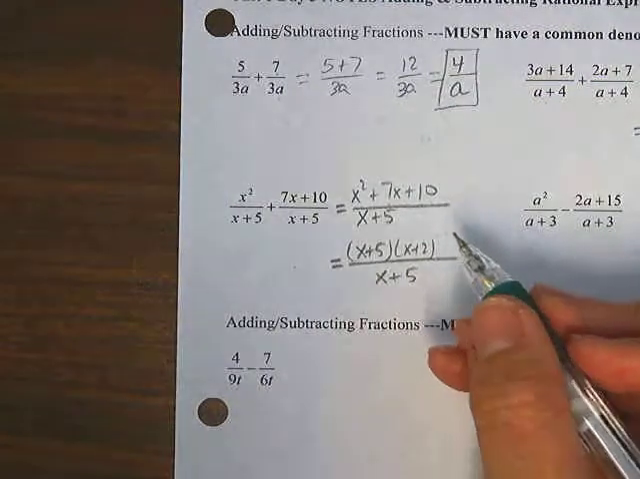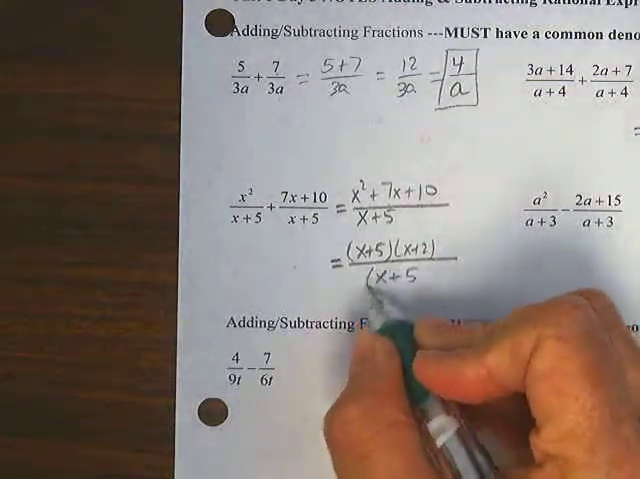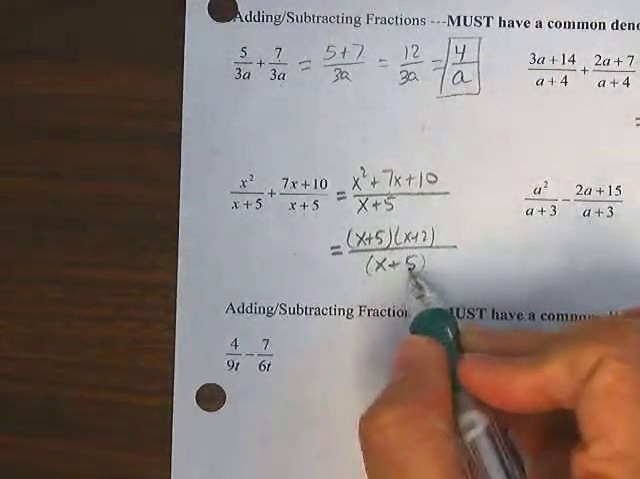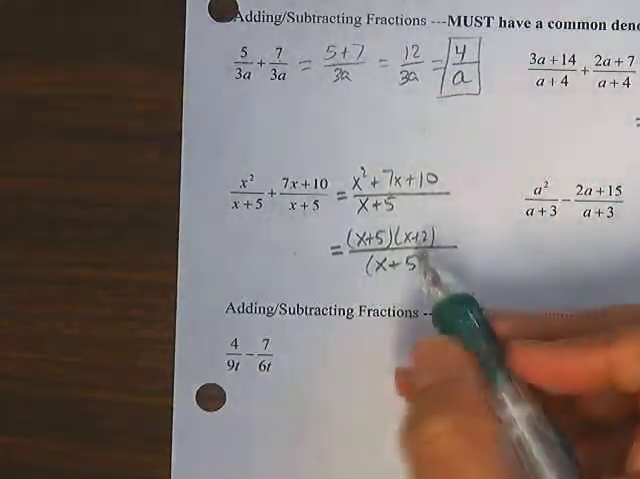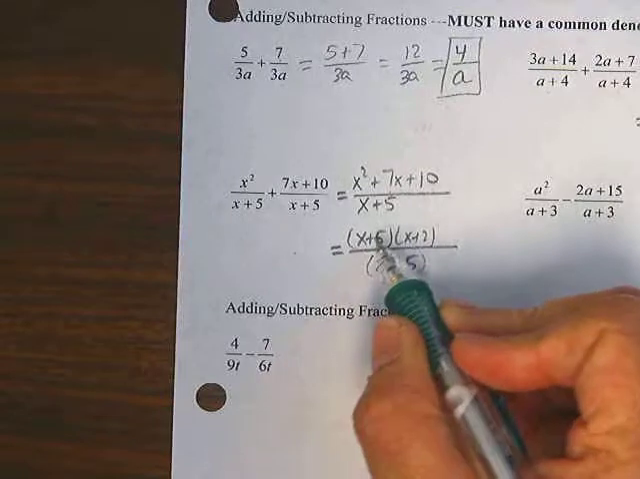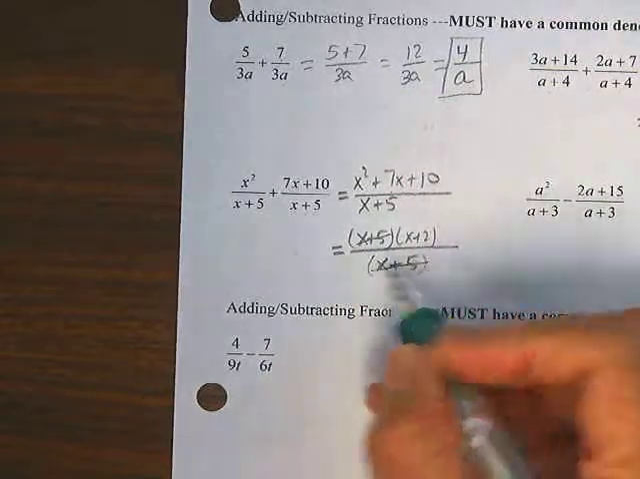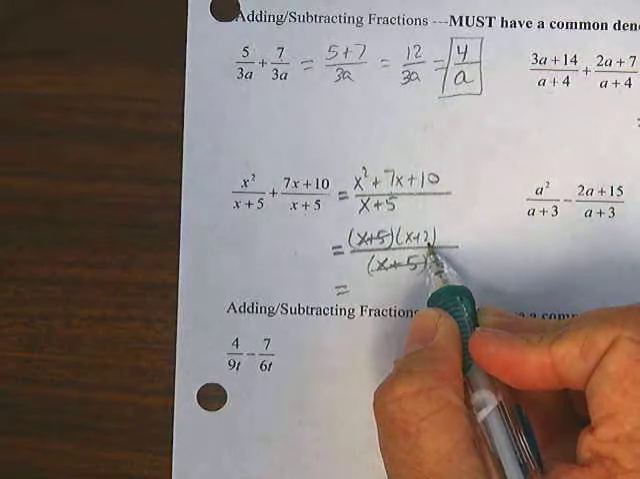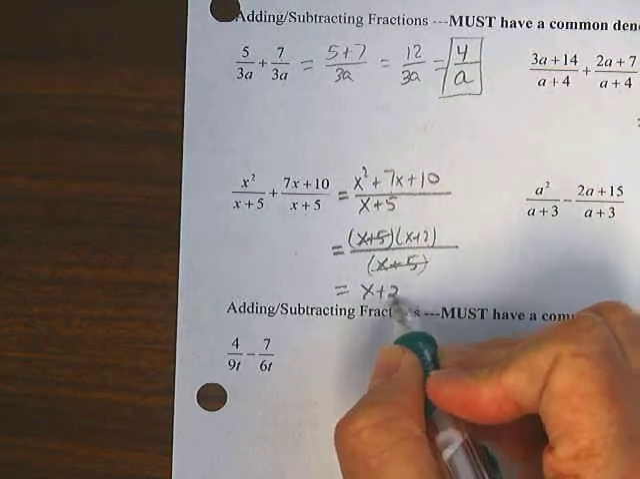And just like when we were doing our multiplying and dividing, go ahead and put parentheses around your denominator. So that's just a reminder, those have to be canceled together. Now we have an x plus 5 in the numerator and the denominator. So our resulting answer is x plus 2 over 1, or x plus 2.